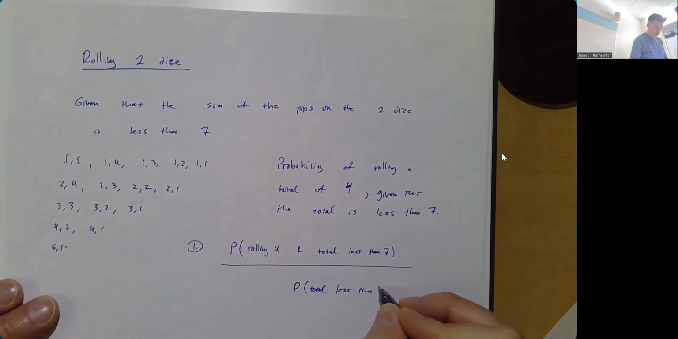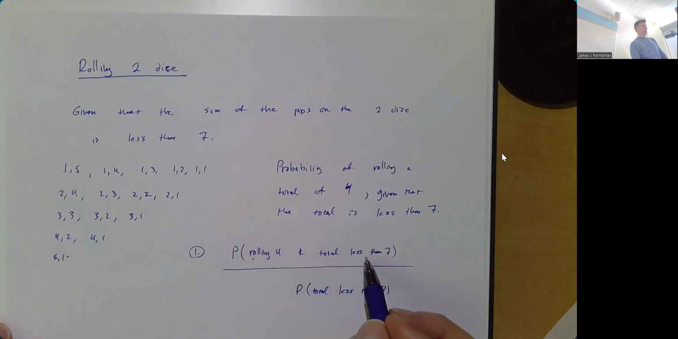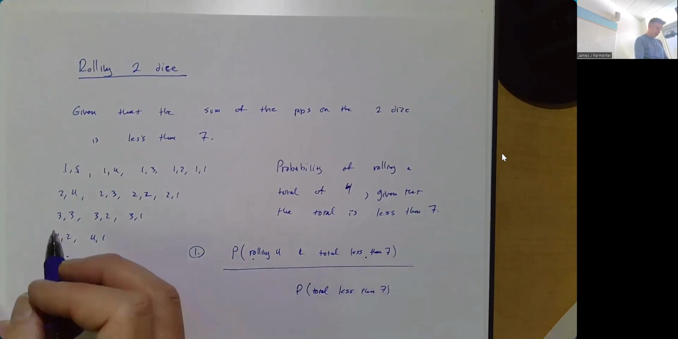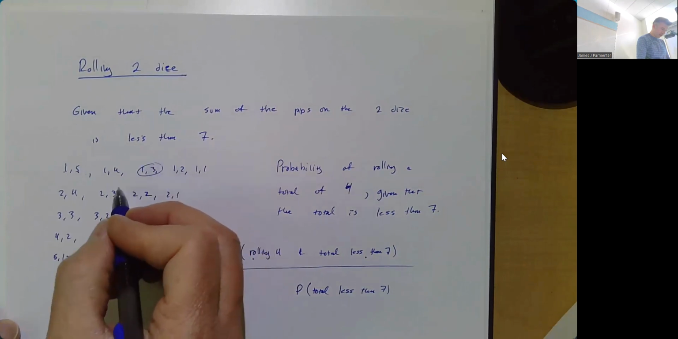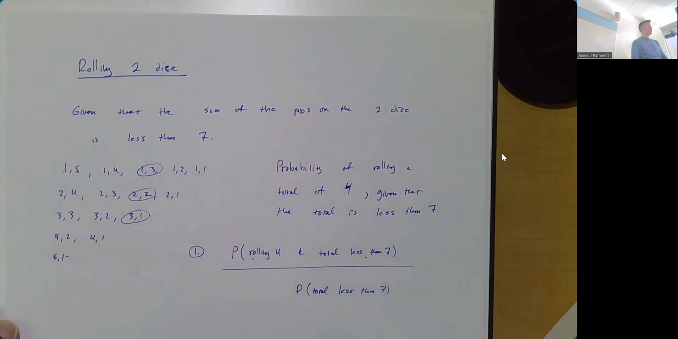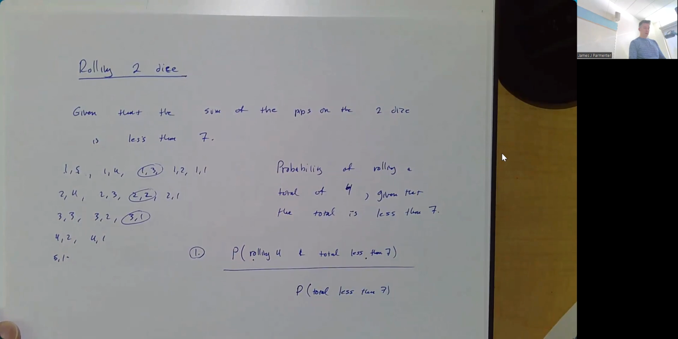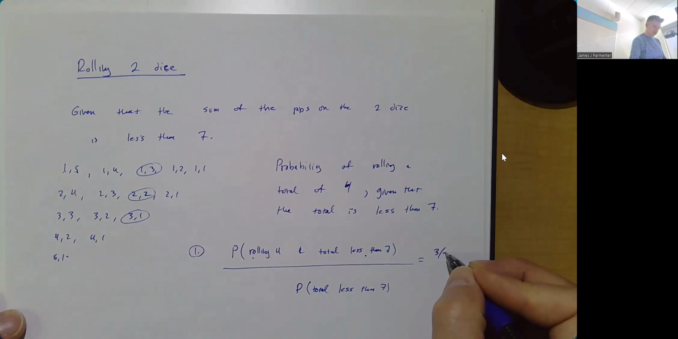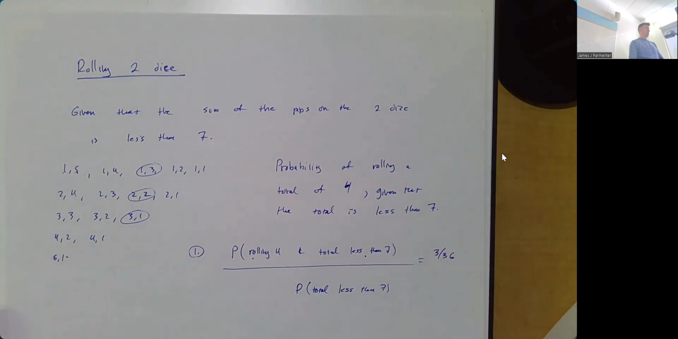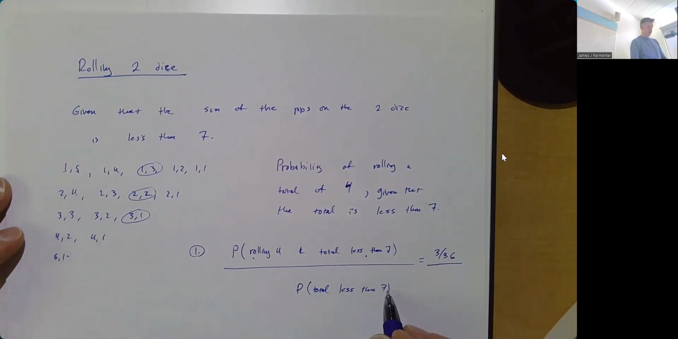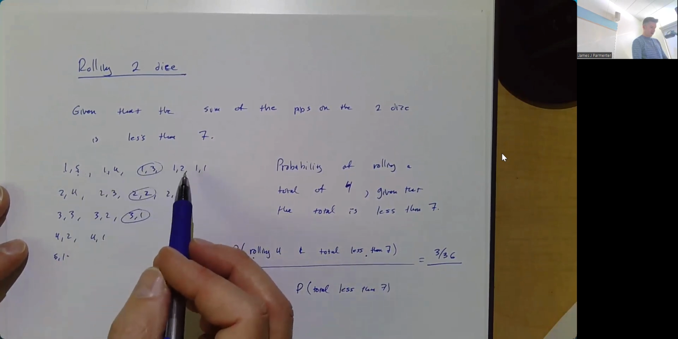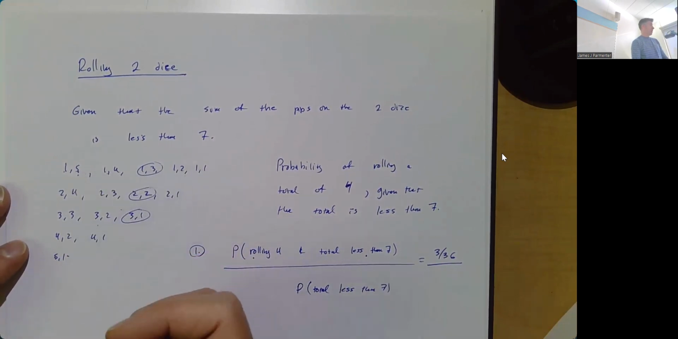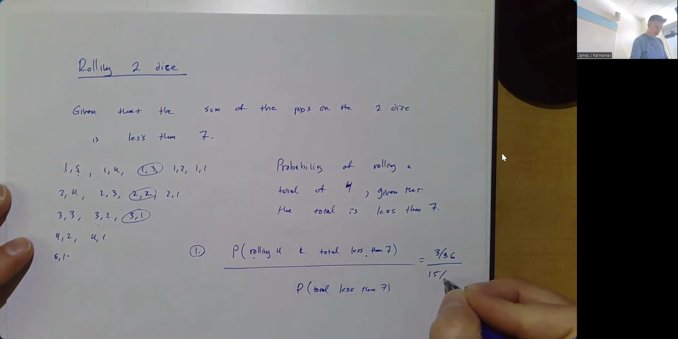Okay, how many ways are there of rolling a 4 and a total less than 7? Let's see. There's a 4, there's a 4, there's a 4. So there are 3 ways of getting a 4 and it being less than 7. That's 3 out of 36, because there are 36 total ways of rolling a pair of dice. Divided by the probability of rolling a total less than 7, which is 5 plus 4 plus 3 plus 2 plus 1, which is 15 ways. So 15 out of 36.